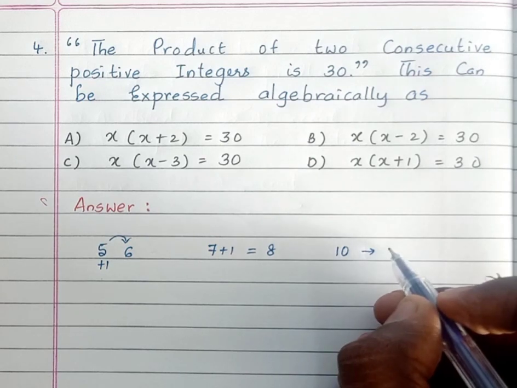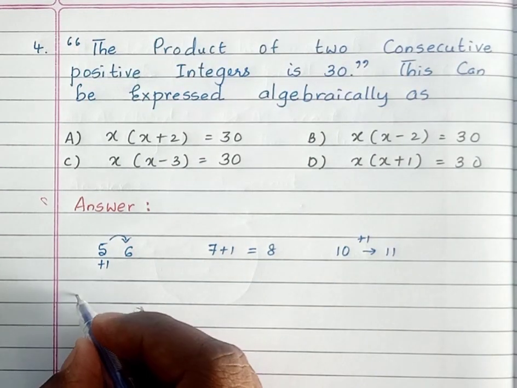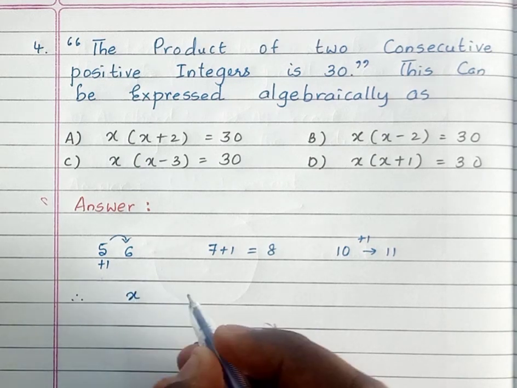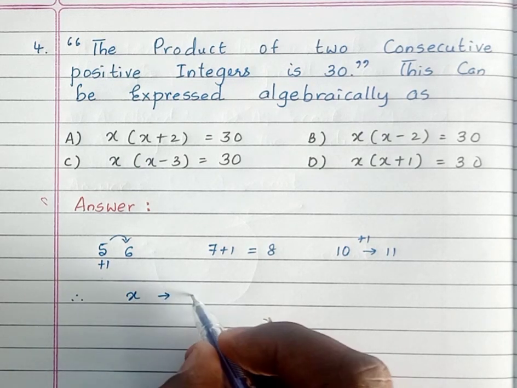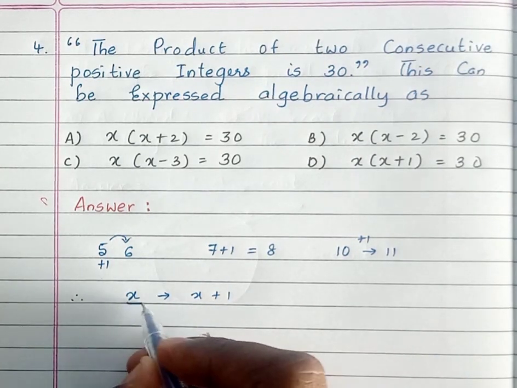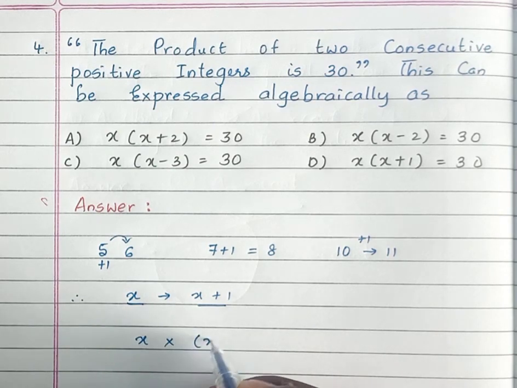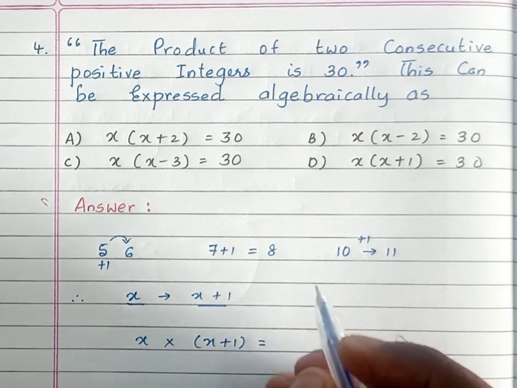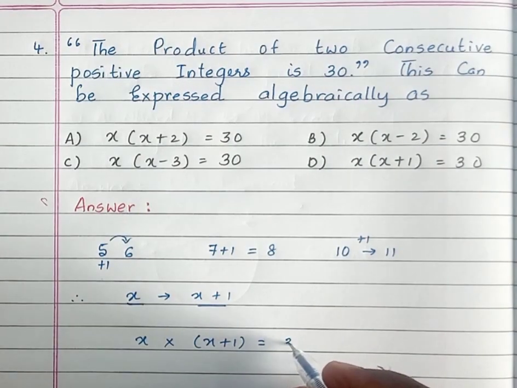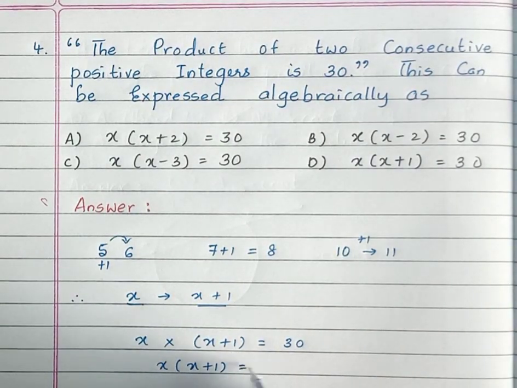In the same way, for 10, what is the next consecutive integer? It will be 11. How did we get it? 10 plus 1 is 11. The same way, if we consider the first integer as x, then the next consecutive integer will be x plus 1. Therefore, the product of these consecutive integers, that is x into x plus 1, is what? 30. The condition is the product of two consecutive integers is 30. Therefore, x into x plus 1 equals 30.